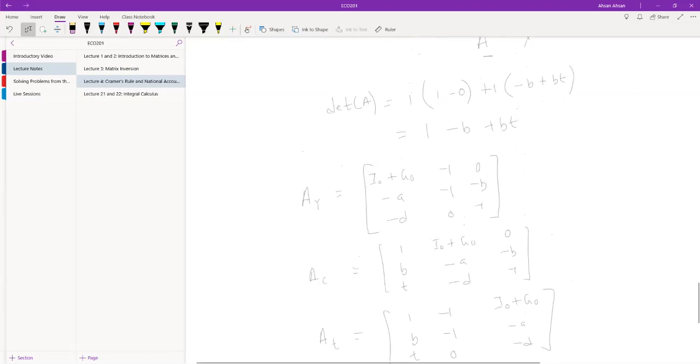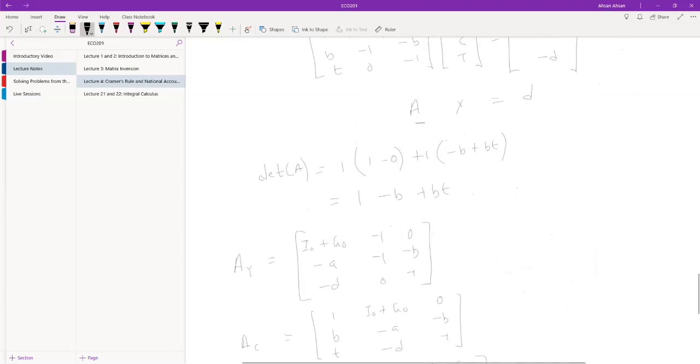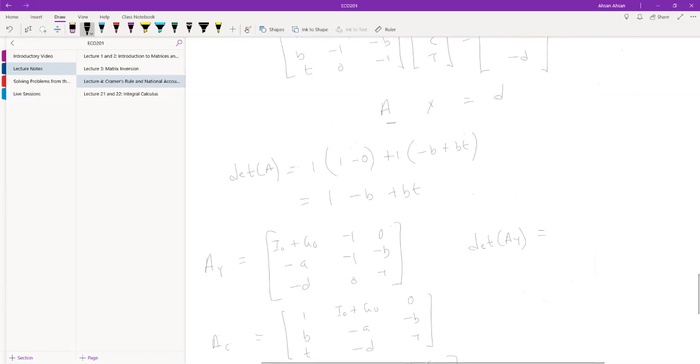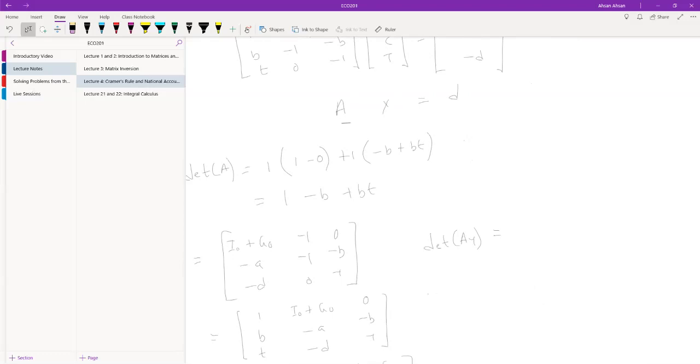Okay. And now if we want to calculate the values, well, first we need to calculate the determinant. So let's just do that right here. So determinant AY is given by, once again, we pick any row or any column. Once again, I'm going to pick the first row, but you guys feel free to pick any row or any column. So if I'm using the first row, I have I naught plus G naught, this whole thing multiplied by 1 minus 0 plus 1.